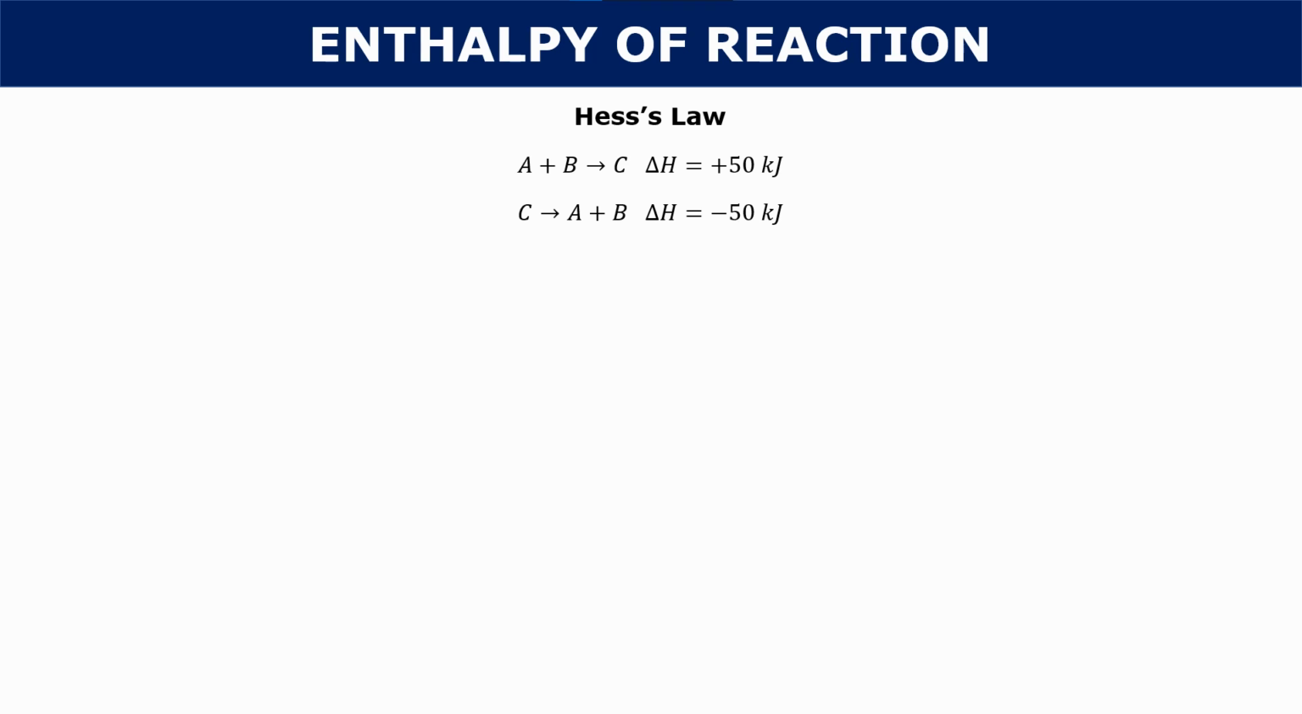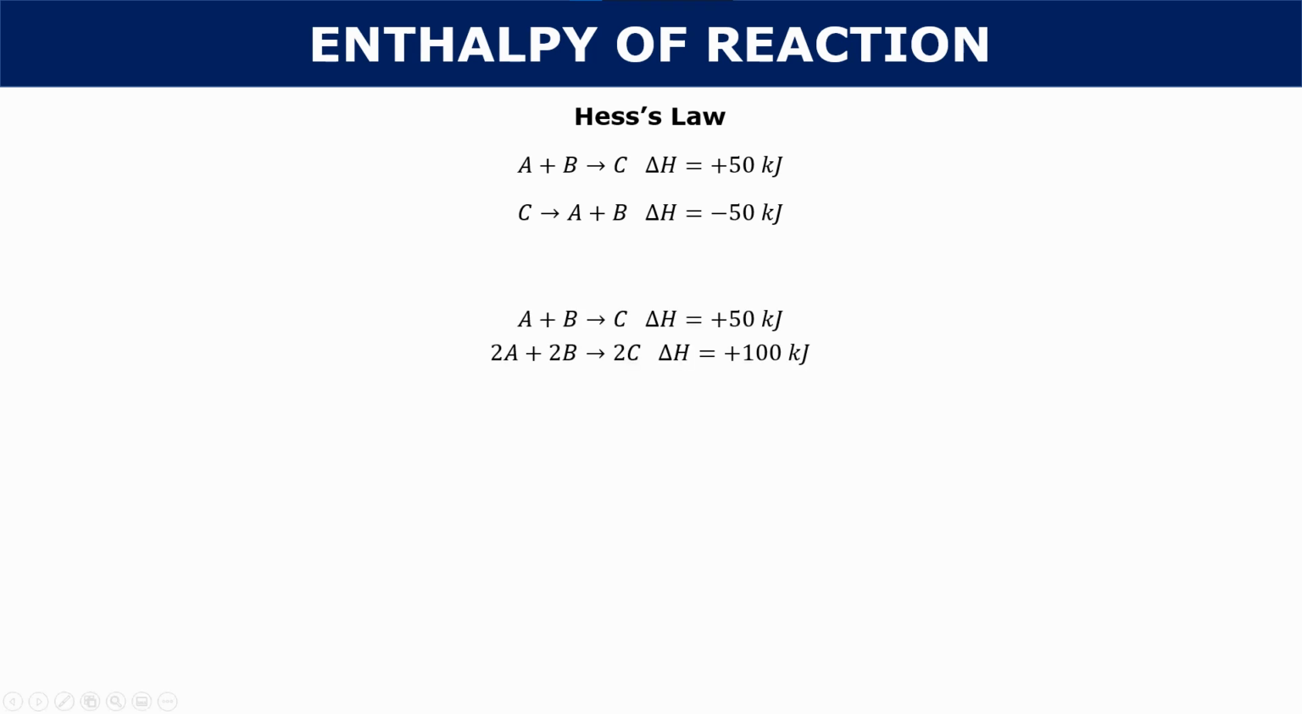So Hess's law starts with if you have a reaction that's A plus B yields C, and its enthalpy value is plus 50 kilojoules per mole. If you flip the reaction, if you make C the reactant and A and B the products, your enthalpy changes to negative 50. So the sign flips.